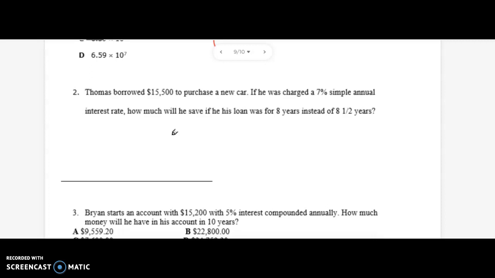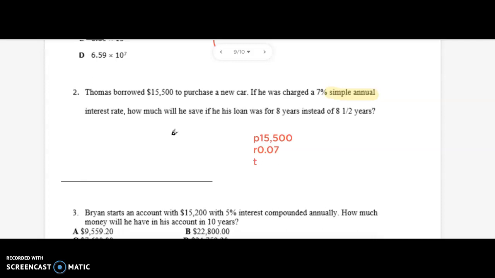Okay, so if you're looking at this problem, first of all, we have simple, right? So we know that's going to be I equals PRT. So what we need to do here, I'm going to do a text box. And you're going to have 15,500. That's our principal. Our rate is 0.07. And our time, we have two different times.